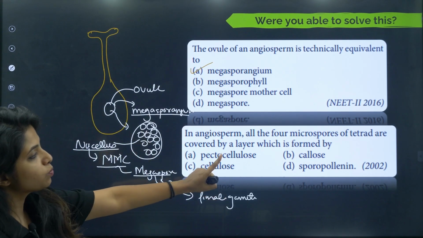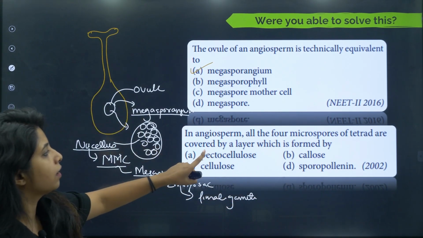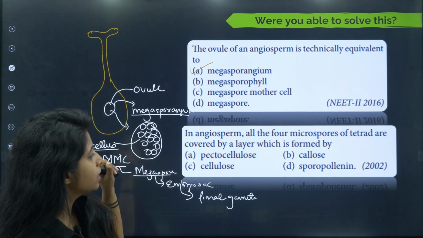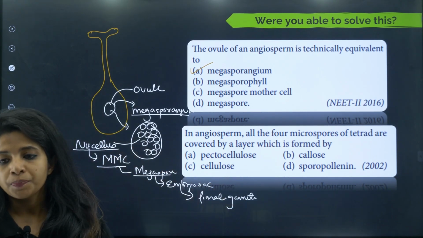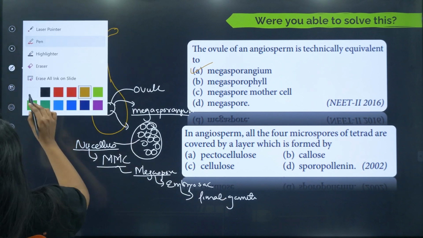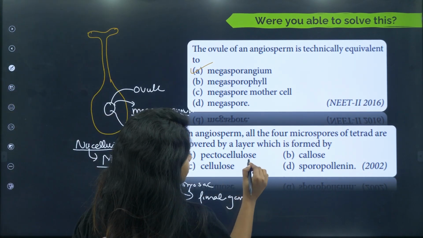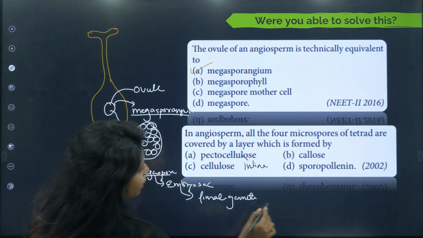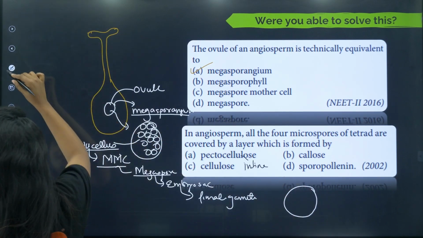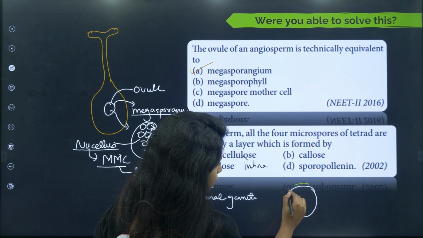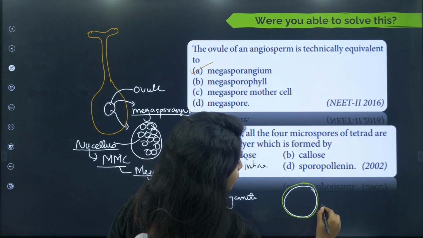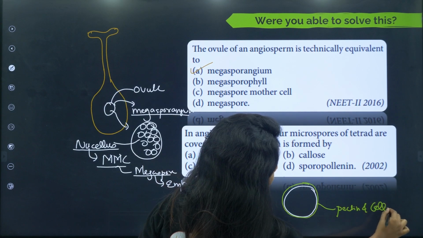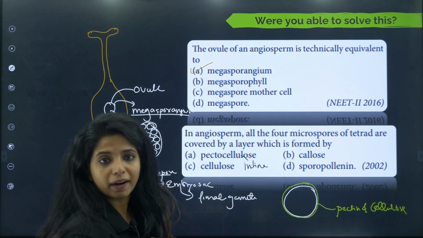Going ahead, in angiosperms, all the 4 microspores of a tetrad are covered by a layer formed by: A, pectocellulose; B, callose; C, cellulose; and D, sporopollenin. So we know pectocellulose is responsible for making the intine. What do you mean by intine? If you see a pollen grain, it has a plasma membrane, and surrounding it we have the intine, the inner layer, which is made up of pectin and cellulose, and together you call it pectocellulose.